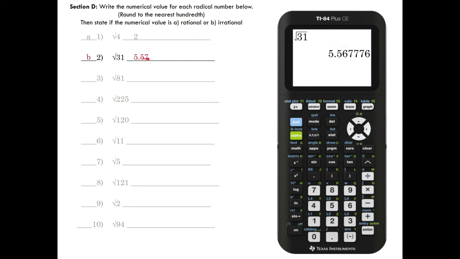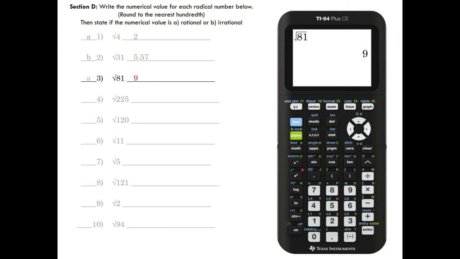We're not talking about whether the rounded number is rational or irrational. We're talking about radical 31, and that itself would be irrational. Radical 81 is different because it has an integer that can multiply by itself to equal the radicand of 81. Radical 81, the square root of 81, will be 9, and that's going to be rational.